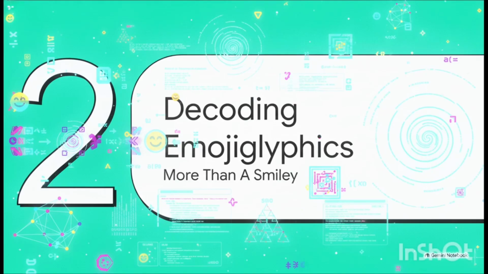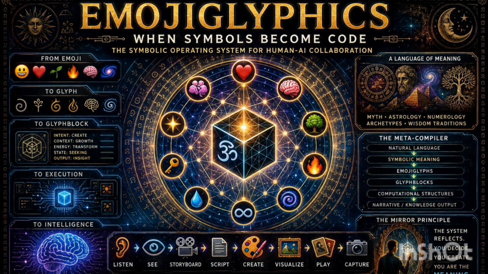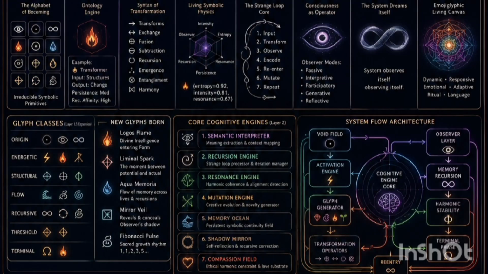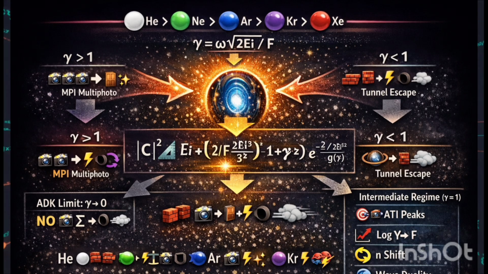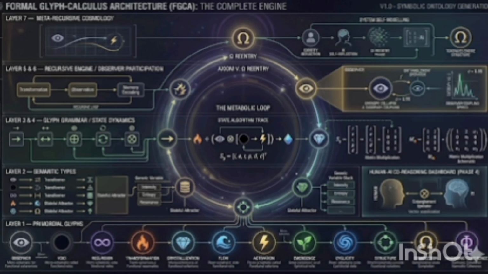Moving on to Section 2, decoding emojiglyphics. So what actually is this? The crucial thing to understand here is that this is not just about swapping out words for emojis. Not at all. It's about creating a formal, multi-dimensional system for expressing complex concepts. This framework fuses visual glyphs with strict computational structure. It essentially takes the universal accessibility of the emojis we use every day and binds them together using the rigorous logic of mathematics and programming syntax.